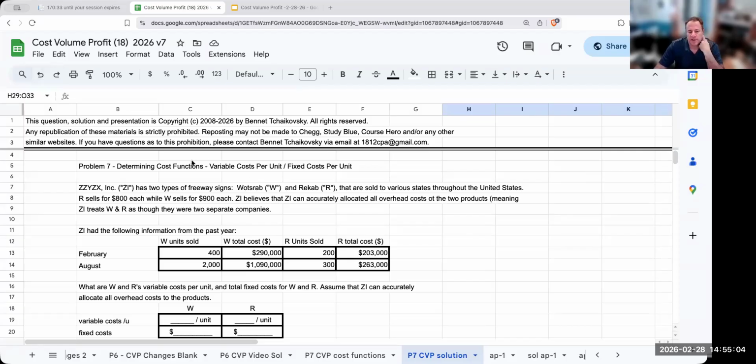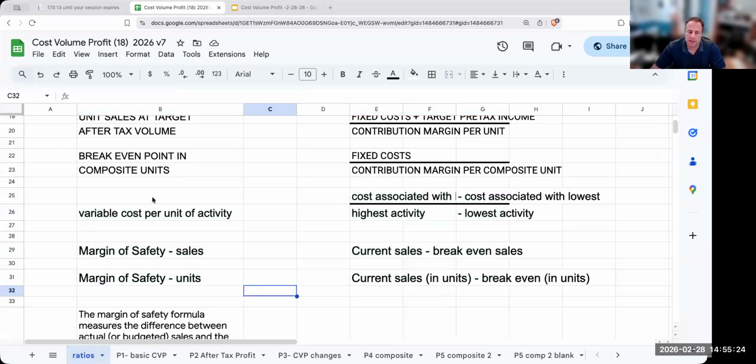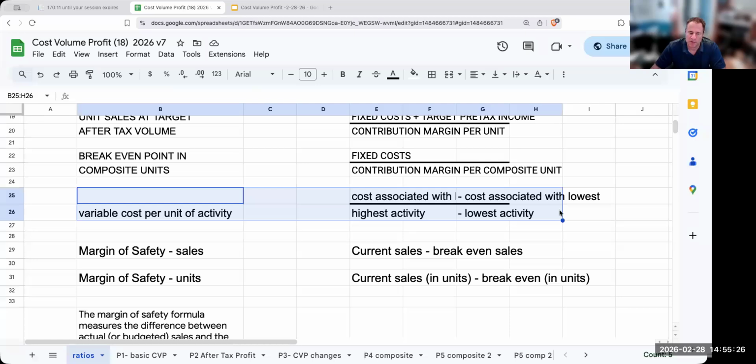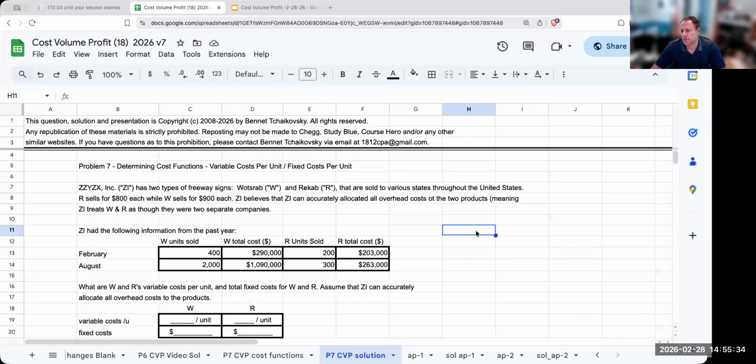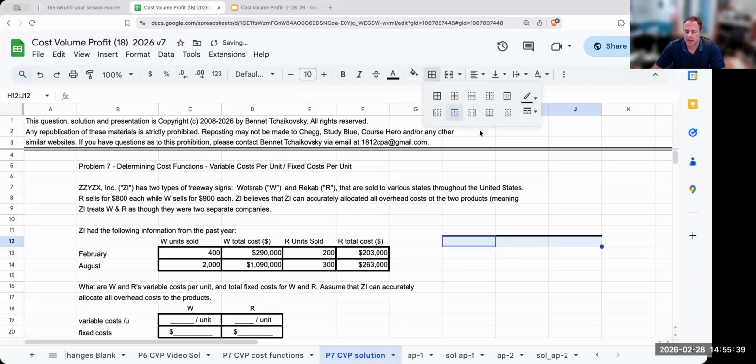So when we look at this over here, we're given data for a period of 2 months, and if the overhead is being allocated evenly throughout, or they can accurately allocate overhead costs, there is a formula that we can use to figure out what is my variable cost per unit of activity. And the way we're going to do this is the formula that, if you're taking my class, I will provide to you on the exam.